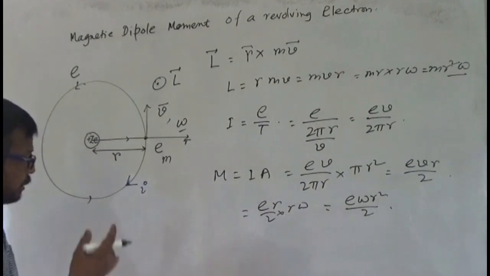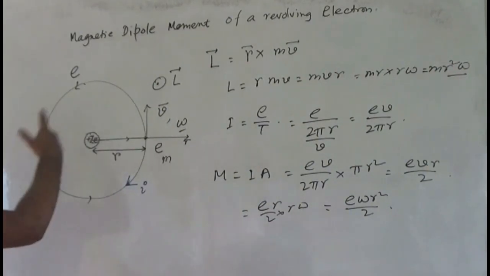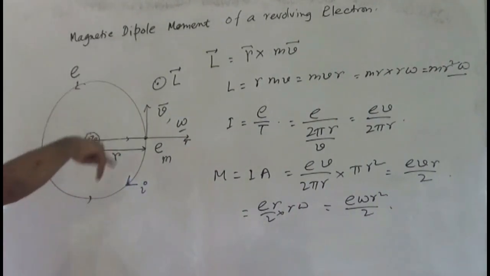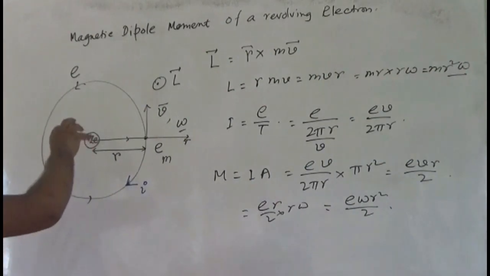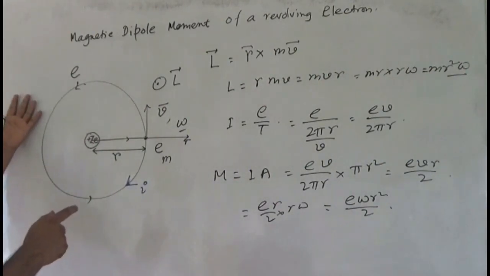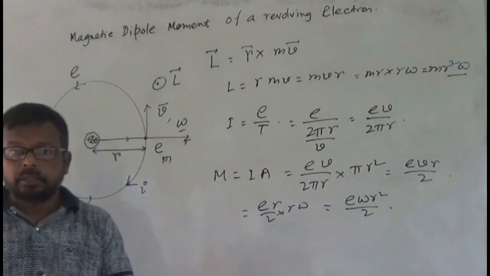And what is the direction of this magnetic dipole moment? See here, from this side the current is clockwise. Therefore, on this side there will be a south pole. But from the opposite side of the board, the current is anticlockwise.